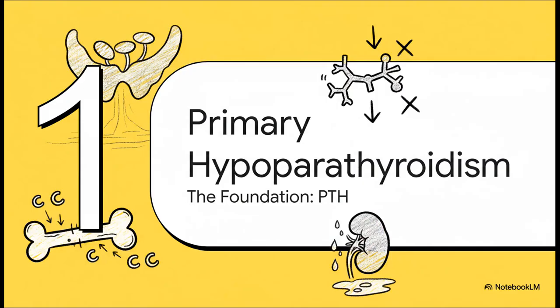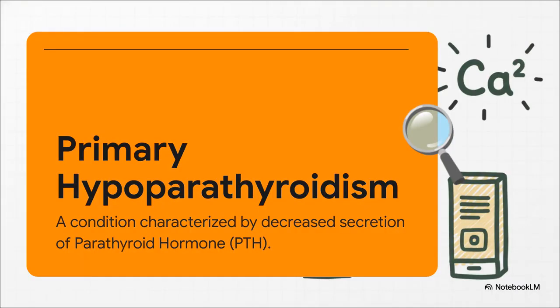Okay, first up, primary hypoparathyroidism. This is really the foundation for everything else we're going to talk about today. So what's at the heart of this? It's actually pretty straightforward. The parathyroid glands just aren't making or putting out enough parathyroid hormone, or PTH. And it's this fundamental lack of PTH that's driving all the biochemical changes we're about to see.